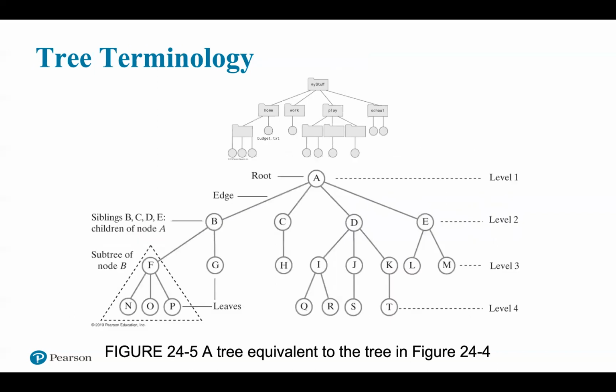For tree terminology, each of the previous figures is an example of a tree. A tree is a set of nodes connected by edges that indicate the relationship among the nodes. The nodes are arranged in levels that indicate the nodes' hierarchy. At the top level is a single node called the root. Figure 24.5 shows a tree that, except for the names of the nodes, is identical to the tree in 24.4. In figure 24.4, the root of the tree is the folder My Stuff. In figure 24.5, the root is node A.